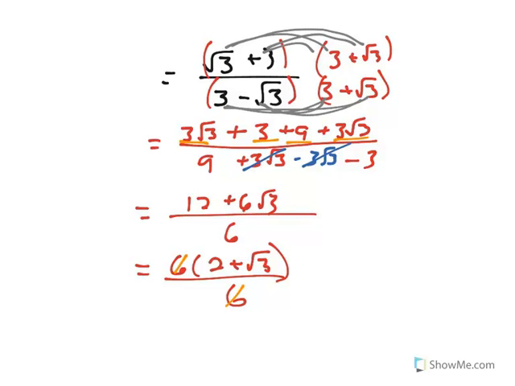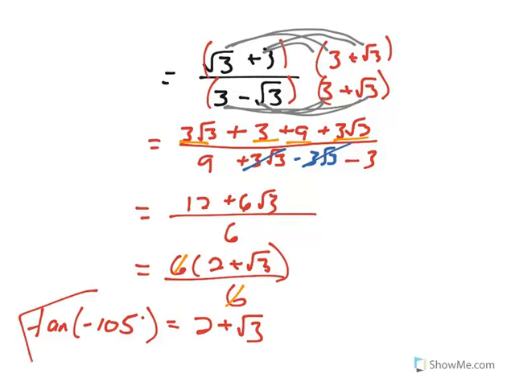So in conclusion, tangent of negative 105 degrees is equal to 2 plus the square root of 3. That's the final answer.